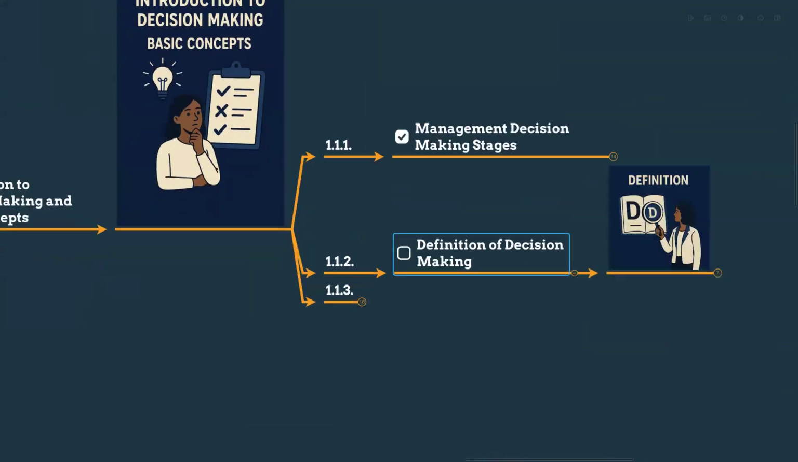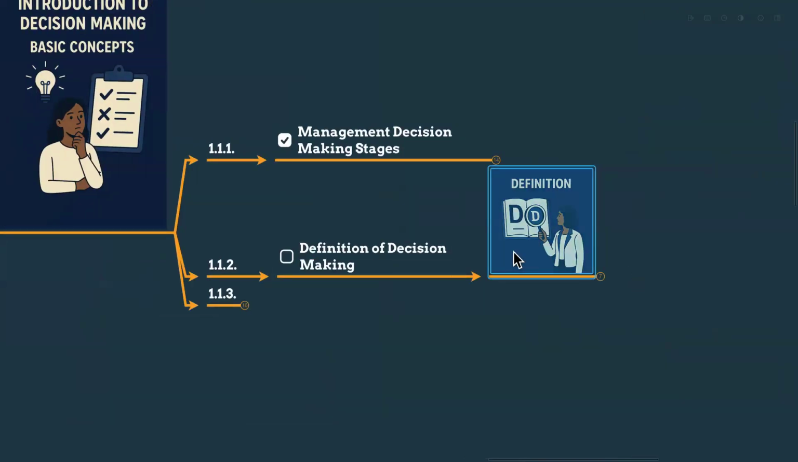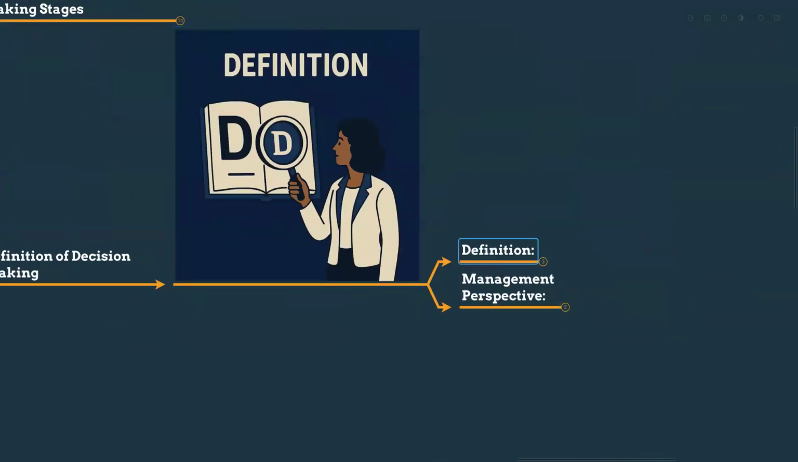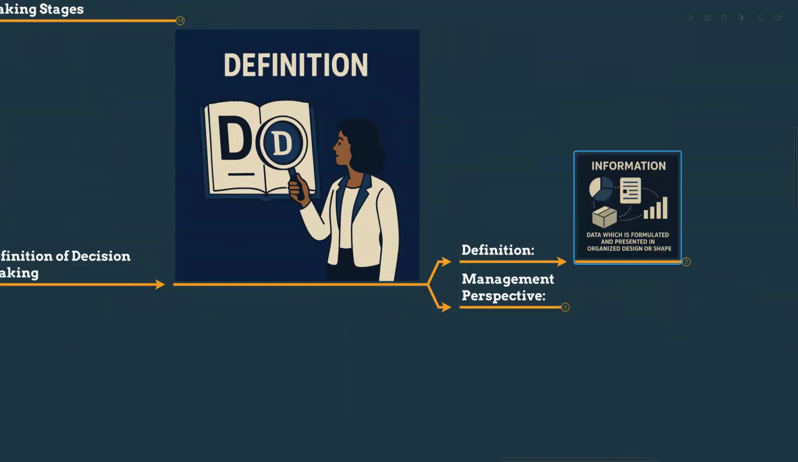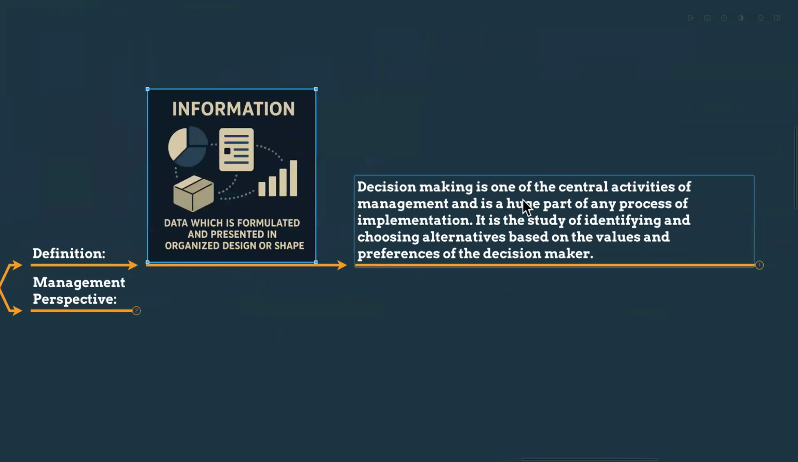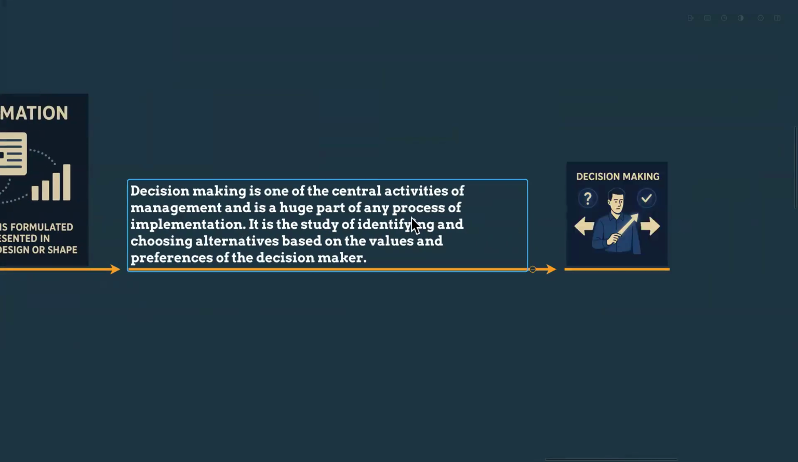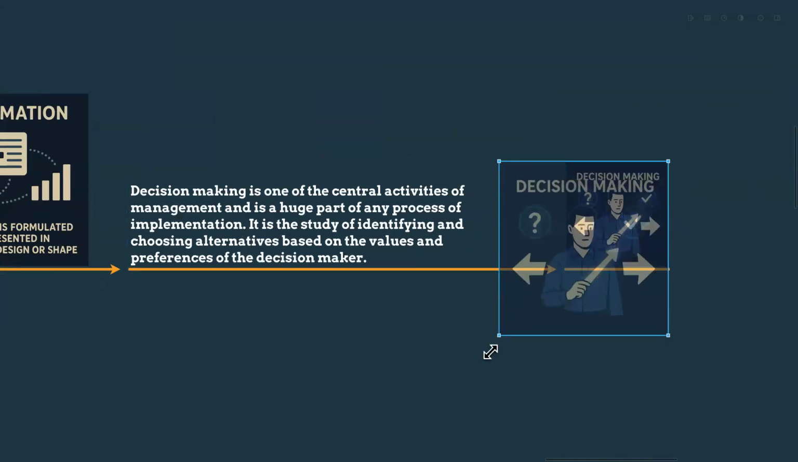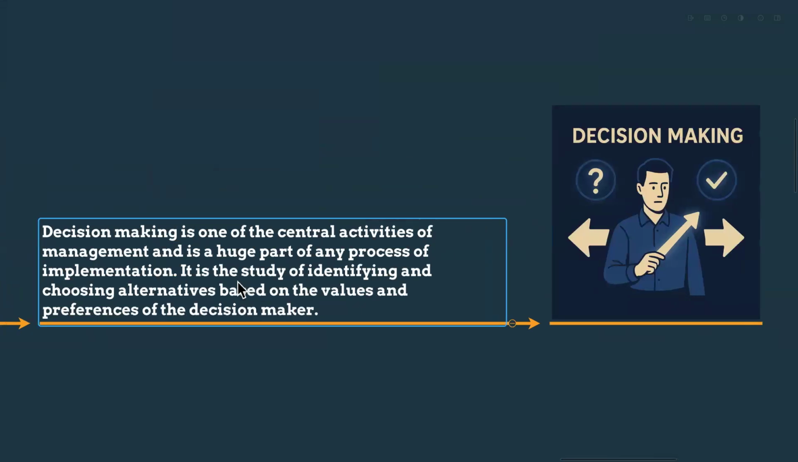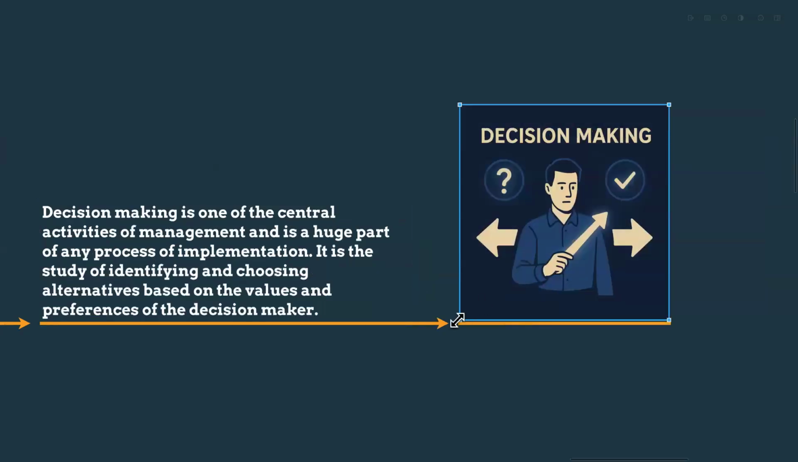And let's see the definition of decision making in proper way. So the definition is here. Decision making is one of the central activities of management and is a huge part of any process of implementation. It is the study of identifying and choosing alternatives based on the values and preferences of the decision maker. What are they trying to tell?